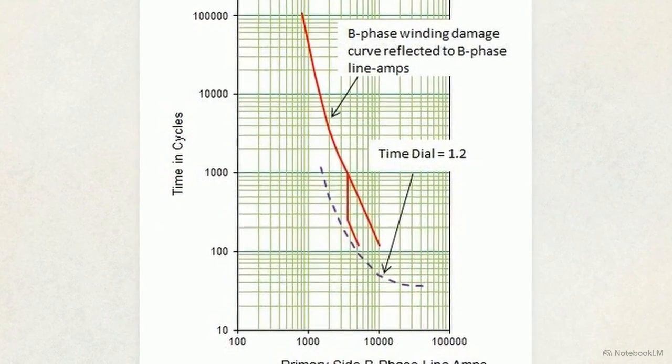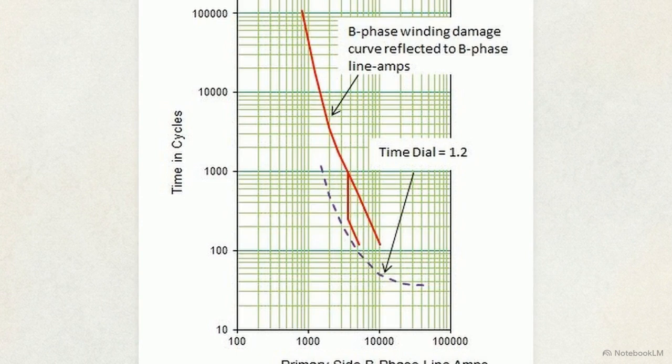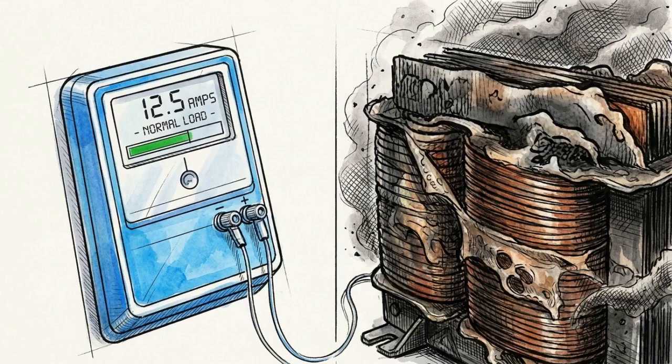Because the B-phase relay sees twice the current of either winding, the curve must be mapped to account for this specific asymmetric fault geometry. Mapping asymmetrical faults is mandatory. Without it, the relay averages the load, failing to trip before an overloaded winding reaches its physical breaking point.